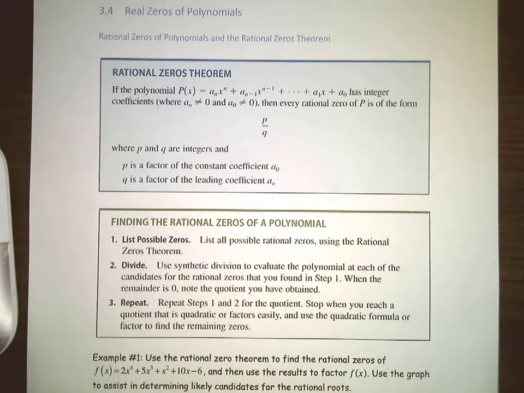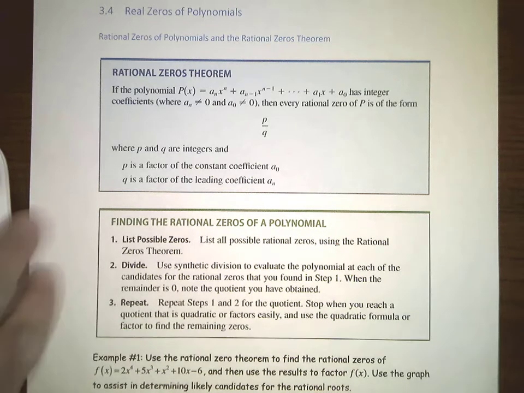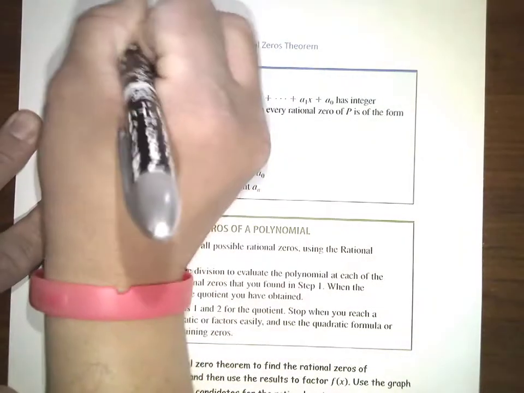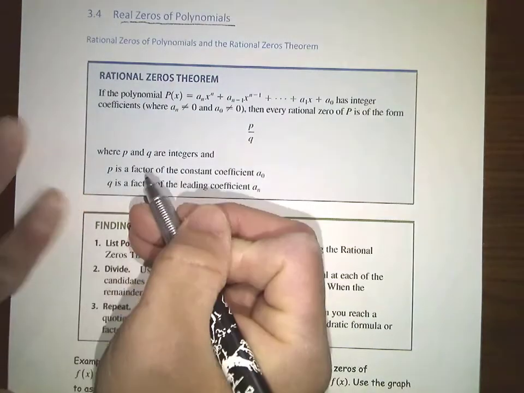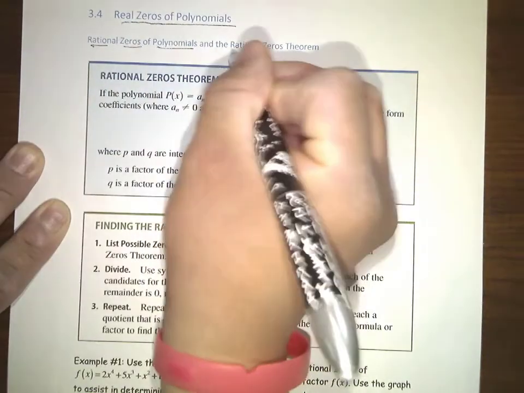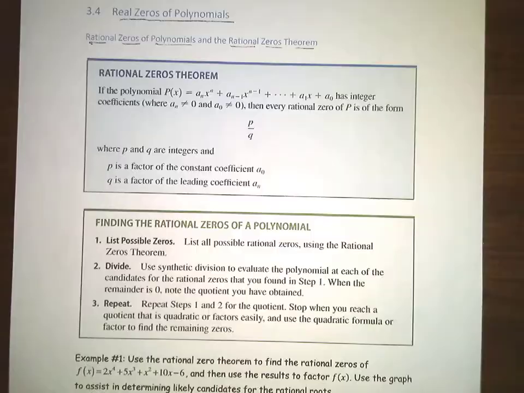Let's see. So here we go with today's section on real zeros of polynomials. The real zeros of polynomials section here. So the first thing is the rational zeros of polynomials and the rational zeros theorem.